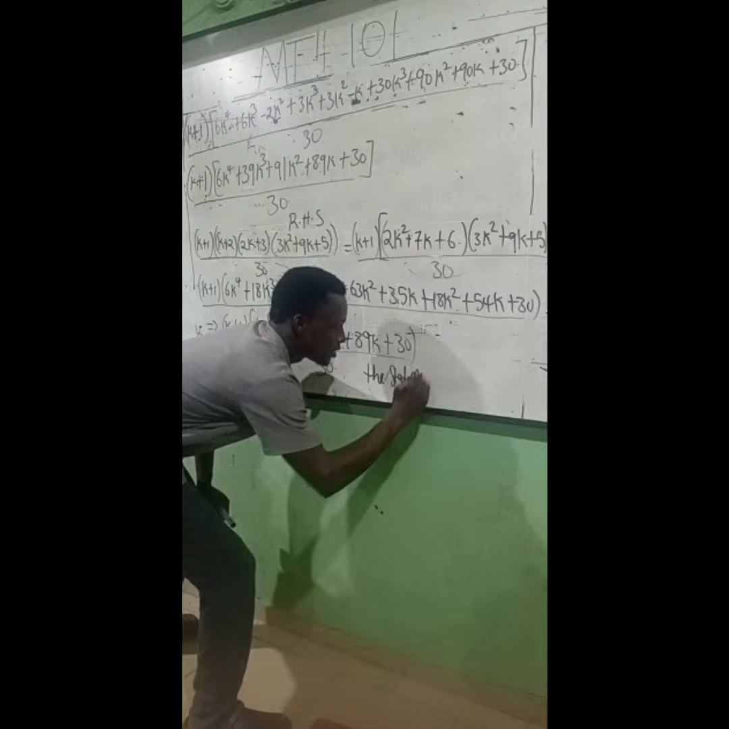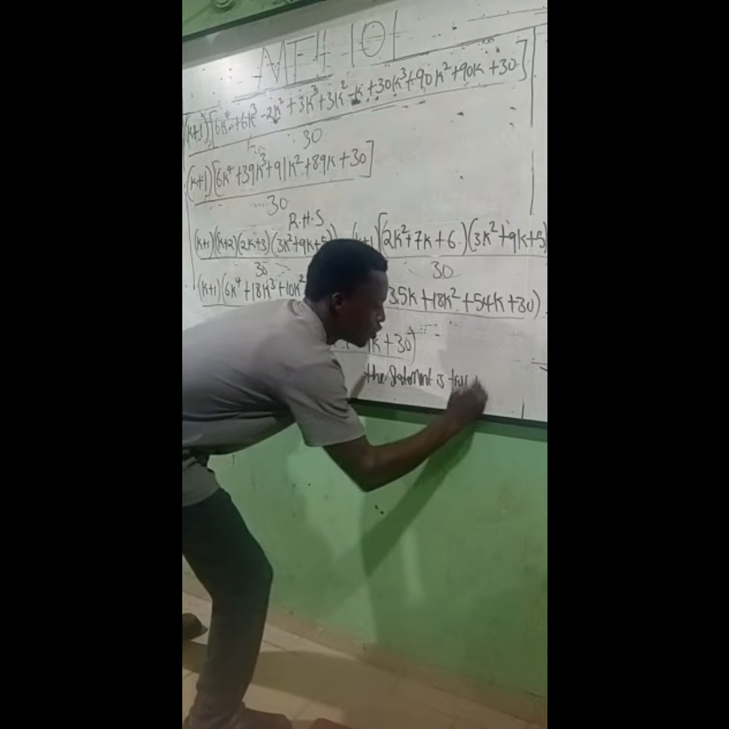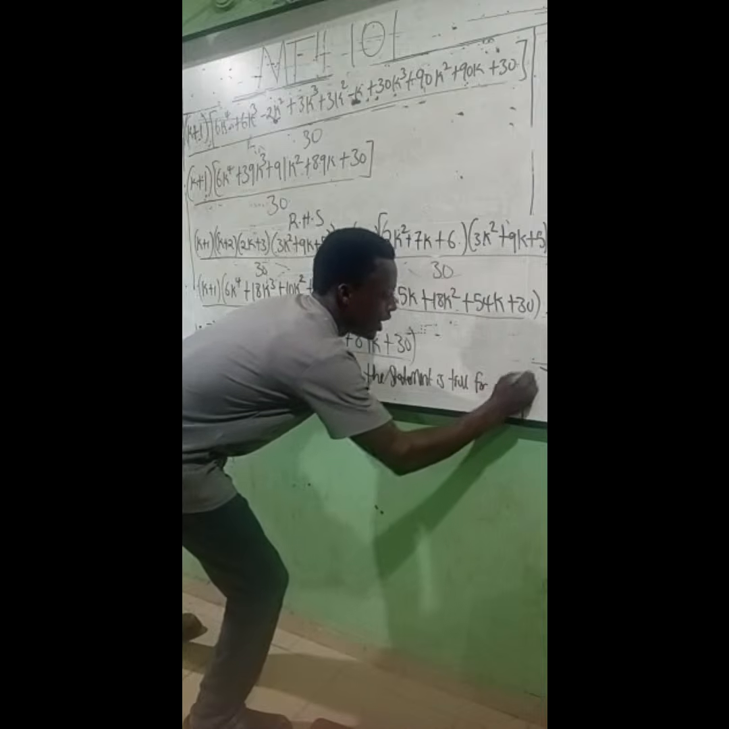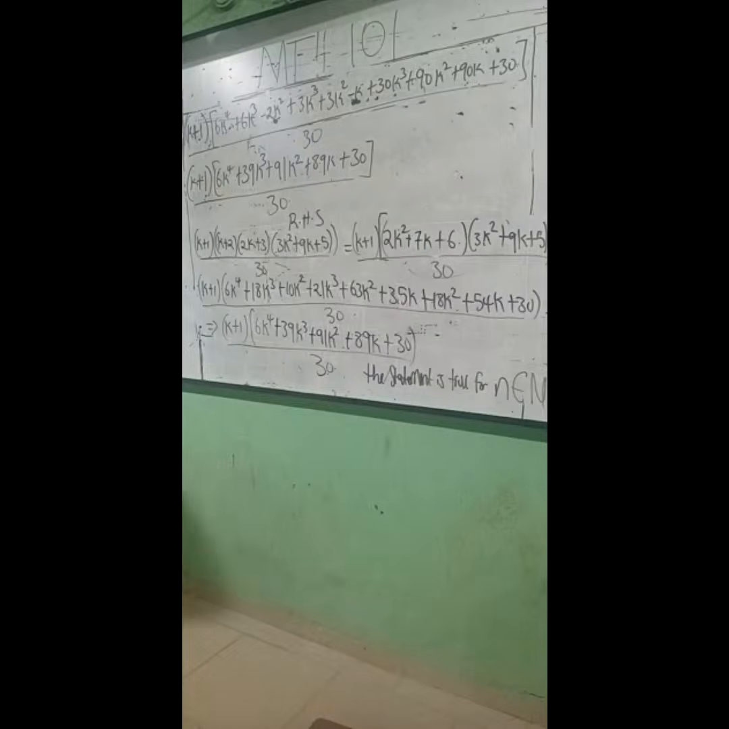The statement is true for what? For n as an element of what? Natural numbers. So that's that for that. Do we get it? There are cases where you don't need to expand. You can factorize, and there's a way you factor and both sides will be equal. But you can't do it when the quantity is complicated, so you have to expand both sides to make them equal.